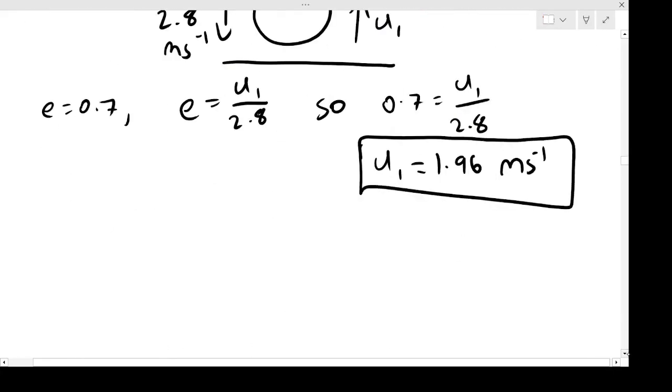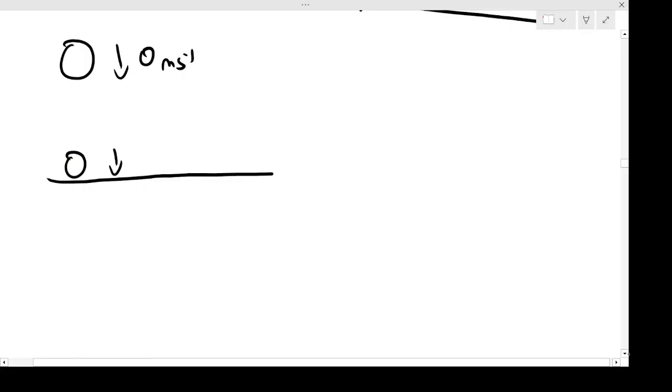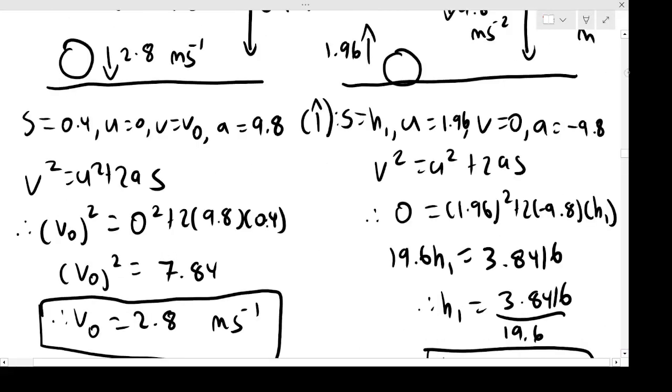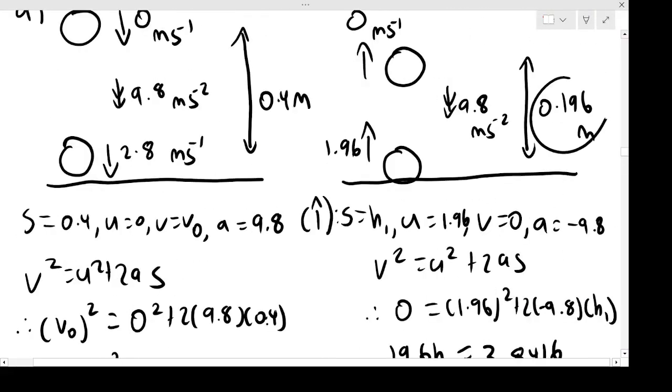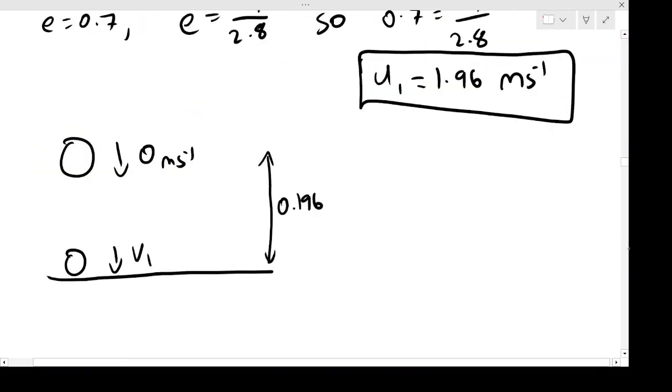So now we've got this next scenario. We've got the ball coming down. Again, it's going to start with 0 speed, and then it's going to hit the floor with a new speed. I'm going to call that V1. So this is the final speed after the first bounce. And the height, after the first bounce, it's now going to be this. This is how far it will go down now, 0.196. Okay, hopefully happy with that.